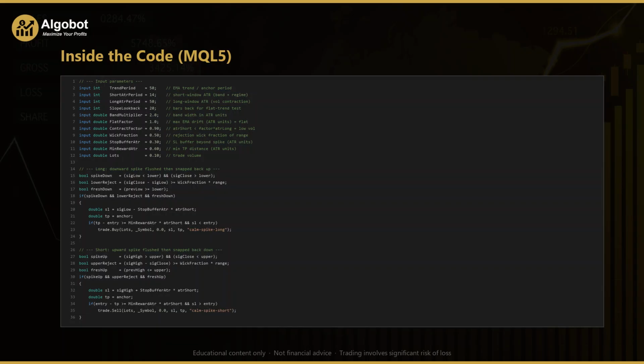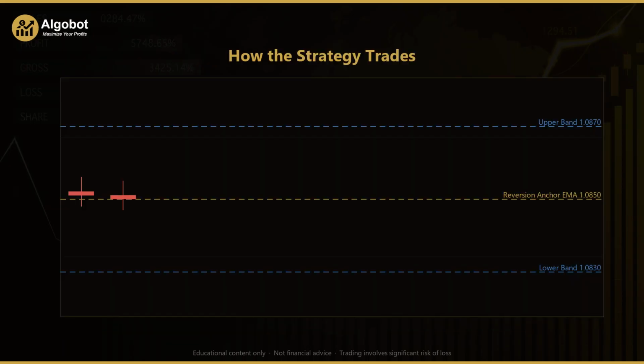The short block is the mirror. Spike up needs the high above the upper band with the close back below it. Upper reject confirms the rejection tail, and fresh up confirms the prior bar was inside. The stop goes above the spike high, the target is again the anchor, and trade.sell is called. Same structure, flip direction. Let's walk through this chart candle by candle and see the strategy in action.